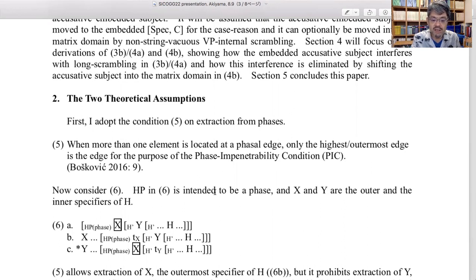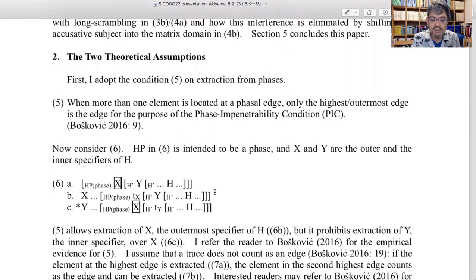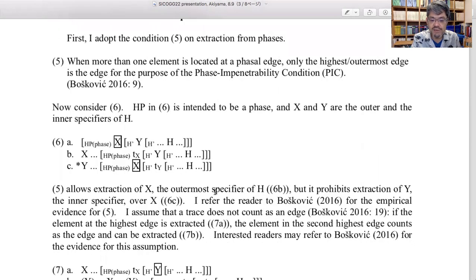First, I adopt the condition 5 on extraction from phases. 5: Where more than one element is located at the phasal edge, only the highest or outermost edge is the edge for the purpose of the phase impenetrability condition, PIC. Consider 6. HP in 6 is intended to be a phase, and X and Y are the outer and the inner specifiers of H. 5 allows the extraction of X, the outermost specifier of H, as in 6b, but it prohibits extraction of Y, the inner specifier, as in 6c.